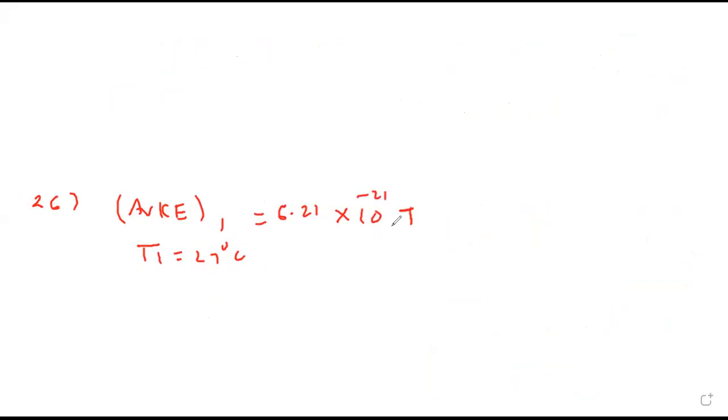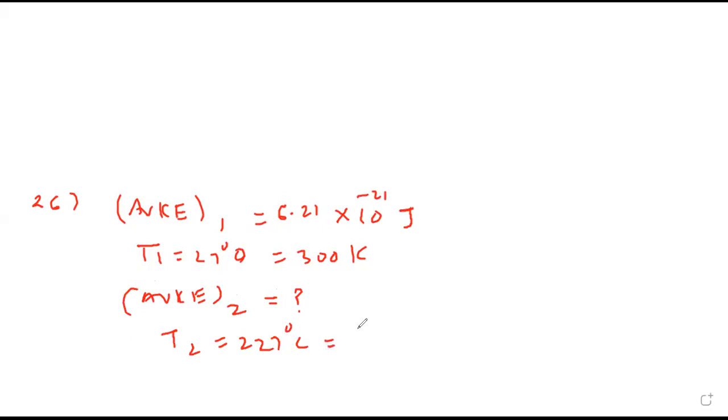Sum number 26. Average kinetic energy of a gas molecule at a temperature of 27 degrees Celsius is 6.21 into 10 raised to minus 21. This is 300 Kelvin. Then what will be its average kinetic energy at a temperature of 227 degrees Celsius, which is equal to 500 Kelvin?